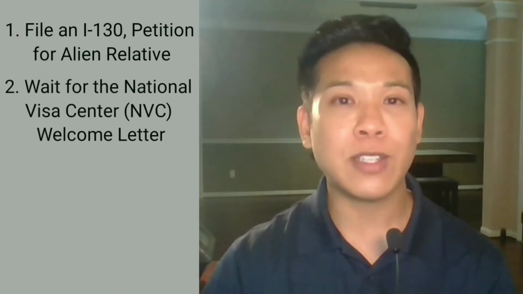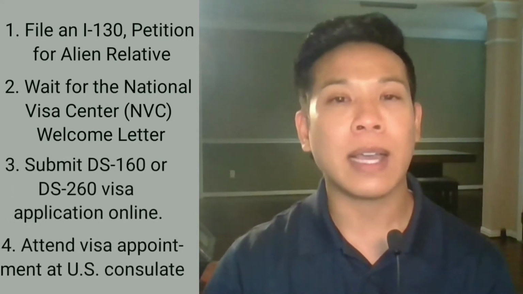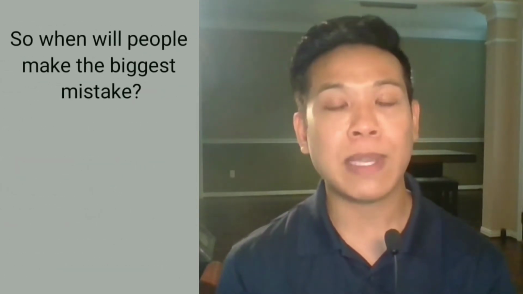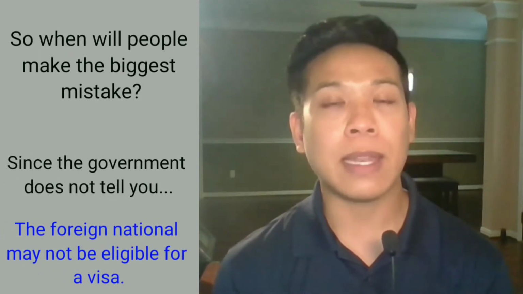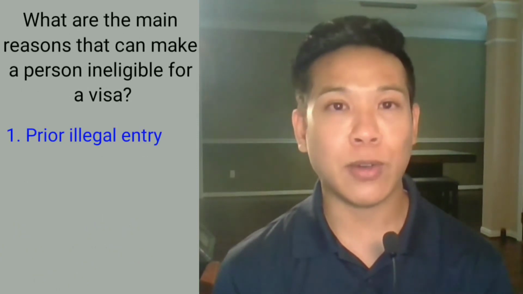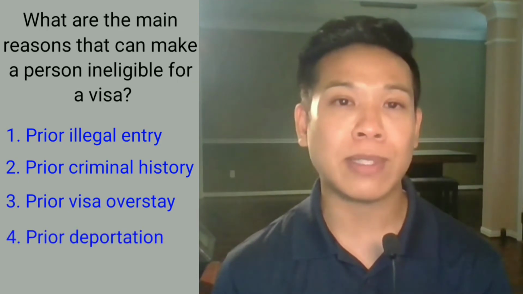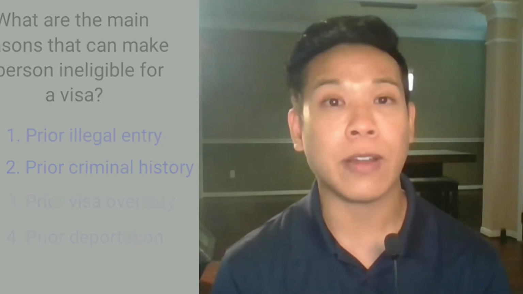After you file this petition, you receive a letter from the National Visa Center letting you know a visa is available and to go online, pay a fee, submit a visa application, and then attend a consulate appointment at a consulate abroad. Now, the mistake comes in here because the government doesn't tell you that the foreign national may be subject to an inability to re-enter the U.S. So either they entered the U.S. without inspection, they committed certain crimes, or they overstayed their visa. All of these issues can cause them to be able to leave the U.S. and not be able to return for 3, 10, or more years.